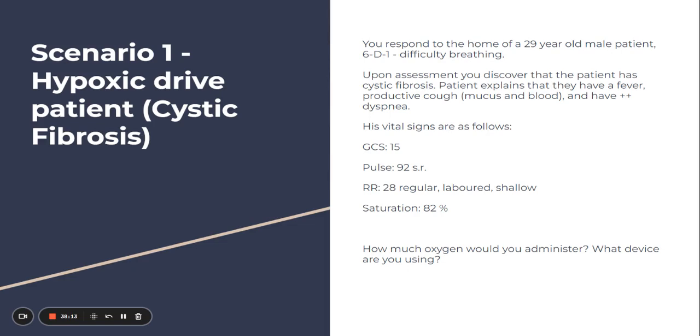So if you're thinking 100% oxygen via non-rebreather mask, you would be correct, because their saturation is below 85%, so 84% and less. We're going to start with 100% non-rebreather, and then we're going to titrate to get them between 88 and 92. If we go too high, we put 100% O2 and they're sating at 98%, well, then we're going to try nasal cannula afterwards. So we're going to go down, not up, in terms of titrating.